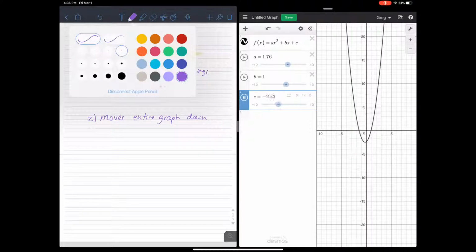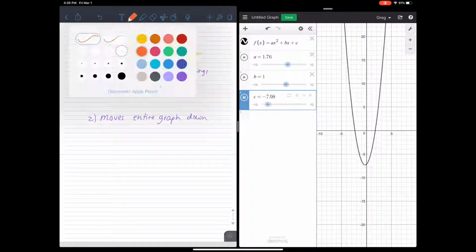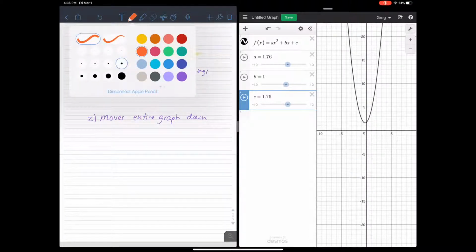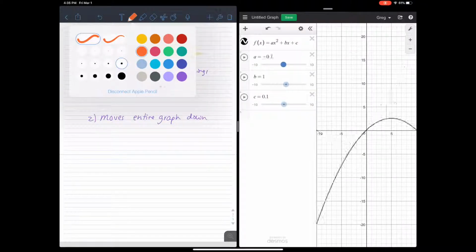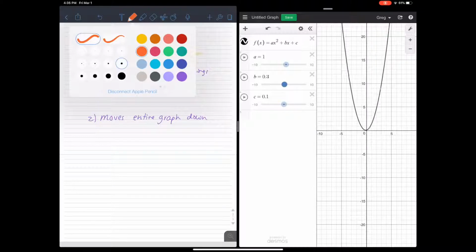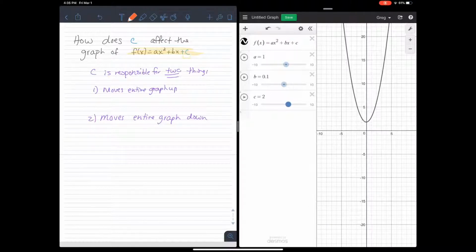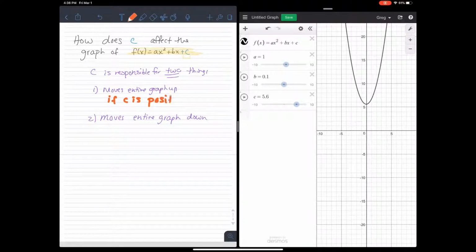Now more specifically, we want to notice when it moves up and when it moves down. So over here, let's say we start a at 1, so we'll have our basic parabola, 1x squared, b will be at 0, and we'll start c at 0. If I make c a positive value, it moves up. So anytime it's a positive value, it's going up. So if c is positive, we go up that many units.